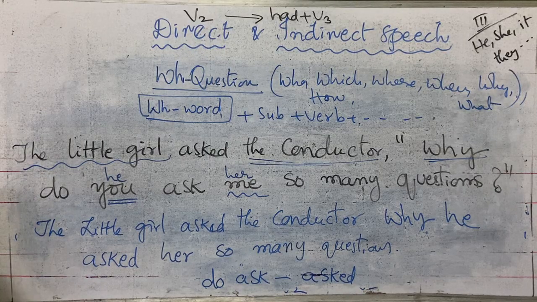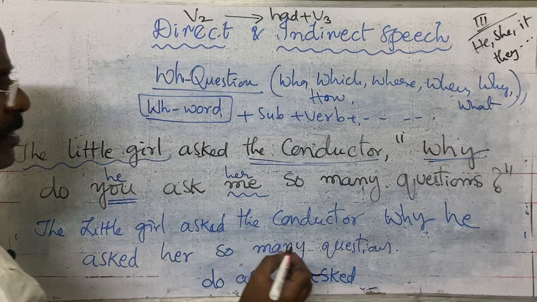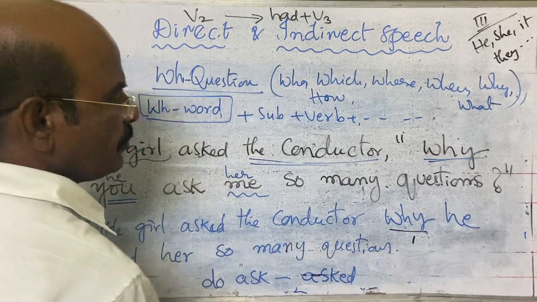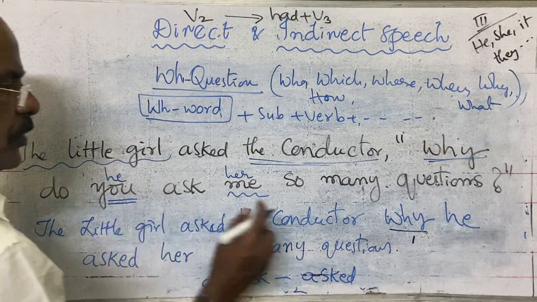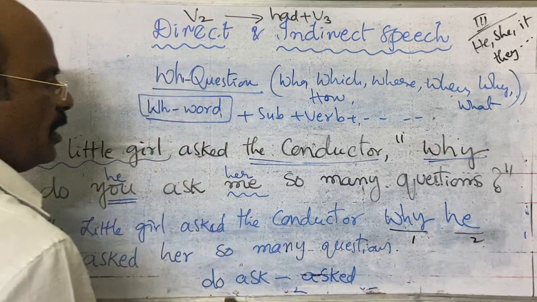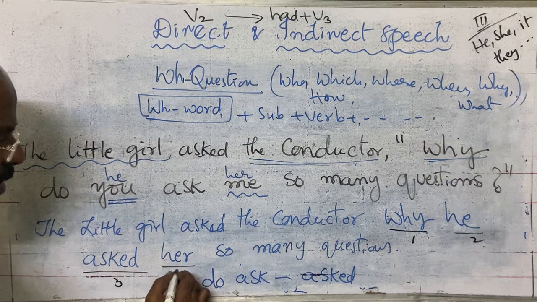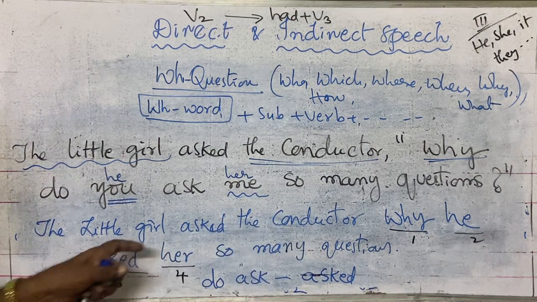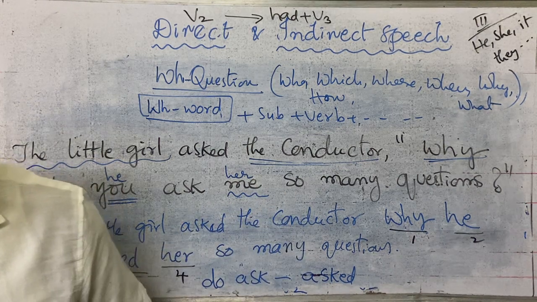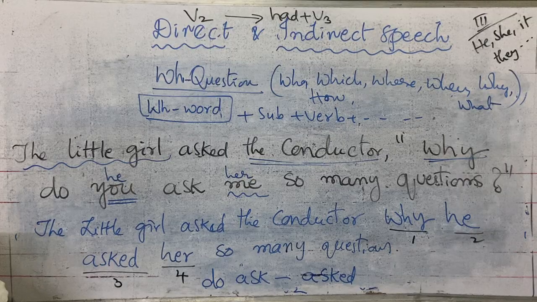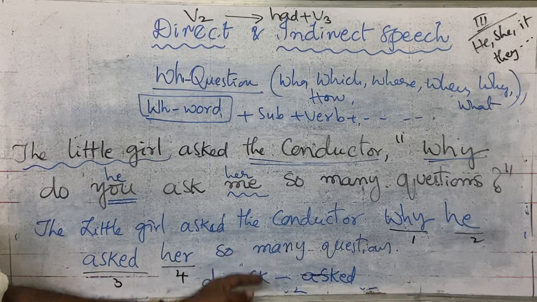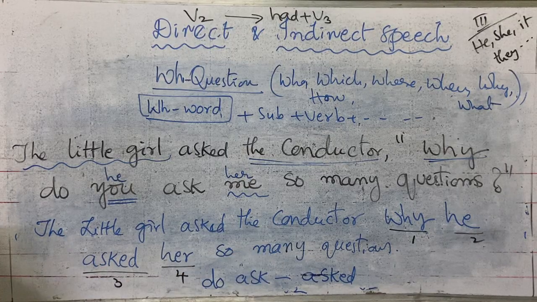So if you verify here, what conjunction is taken? First one, why is changed. Second one, you turning into he. Third one, verb asked. Fourth one, her. Remaining are as it is. This is also in the model papers they have given already. These are about the WH questions.